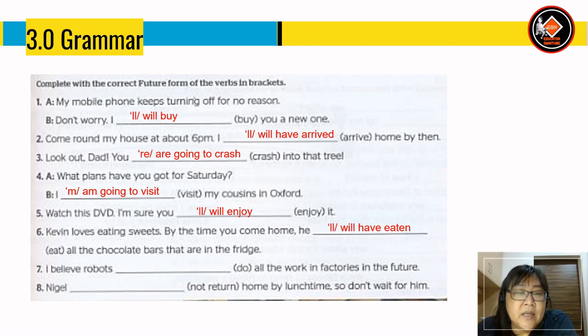Next, number 7. I believe robots all the work in factories in the future. So answer will be will do. Last, Nigel not return home by lunchtime, so don't wait for him. Nigel won't or will not have returned home.